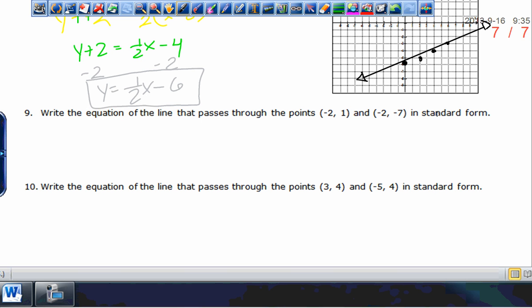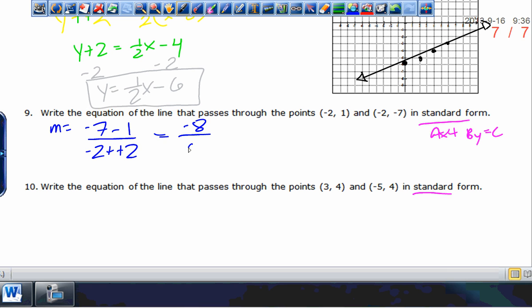Alright, same stuff. This time it says standard form. So the last thing we'll have to do is get in the ax plus by equals c thing. So what's our first step? Find the what? Find the slope, right? So negative 7 minus 1 over negative 2 minus negative 2. Negative 8 over... Uh-oh. What does that mean? Can I divide by 0? No, I cannot. So it's undefined.